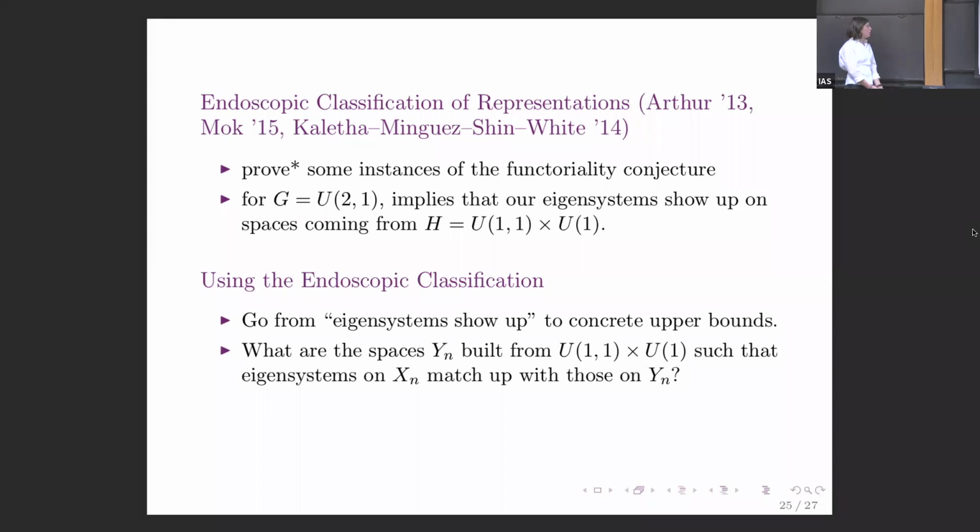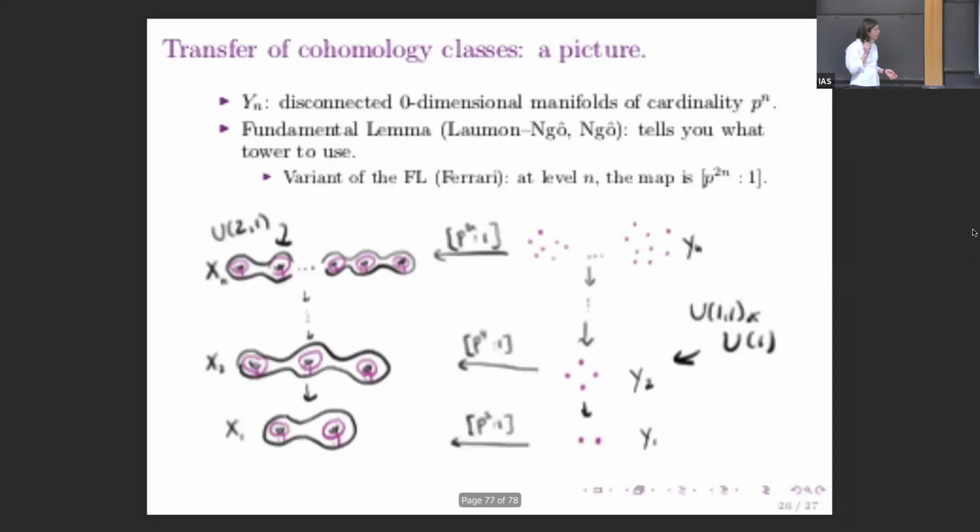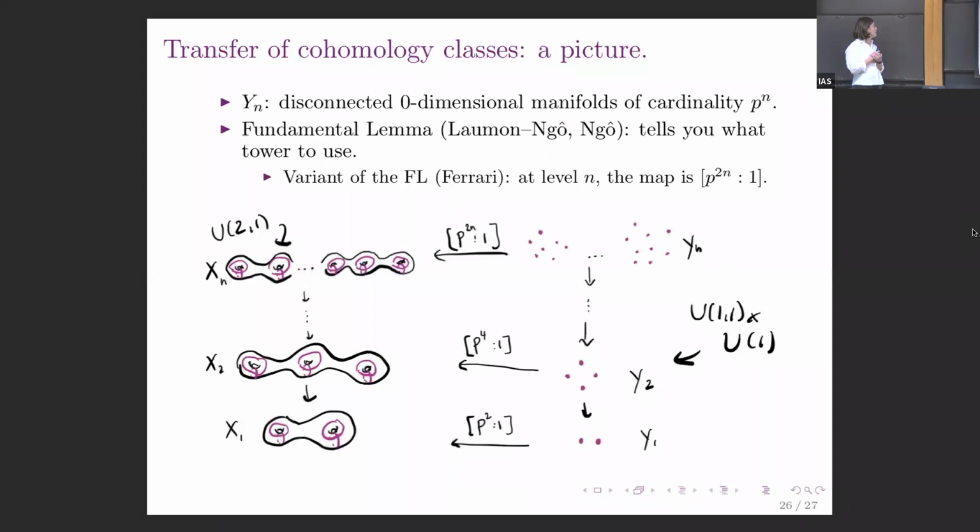Okay, so how do we use the endoscopic classification? Okay, I'm going to stop. How do I use the endoscopic classification? So you go from eigensystems showing up to concrete upper bounds. So you have to make numerical the results of the endoscopic classification. And the first question you can ask yourself is, what are these spaces Y_n on which I told you that eigensystems should show up? So here's a picture. Y_n is, in this case, just a disconnected zero-dimensional manifold, which the experts call a bunch of points of cardinality p^n.